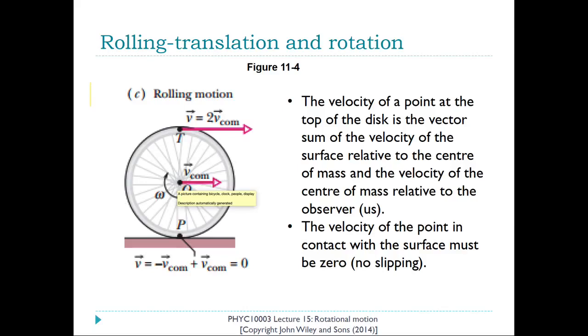So just to reiterate this, the velocity of the point at the top of the disk is the vector sum of the velocity of the surface relative to the center of mass and the velocity of the center of mass relative to the observer. The velocity of the point in contact with the surface must be 0 because it's not slipping.